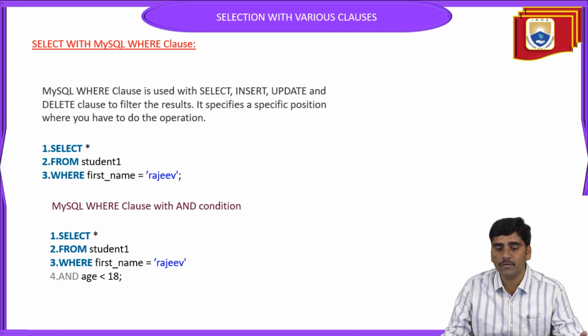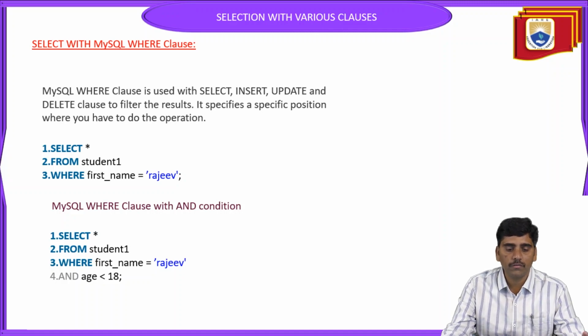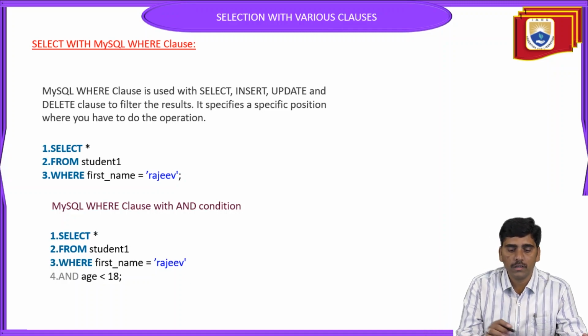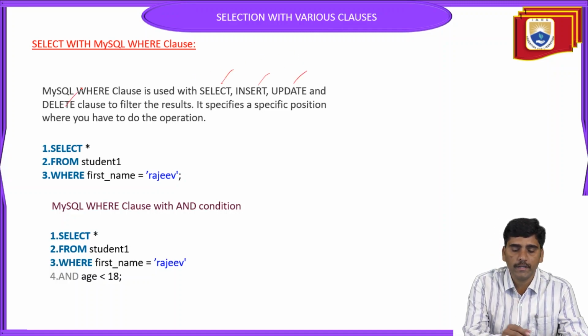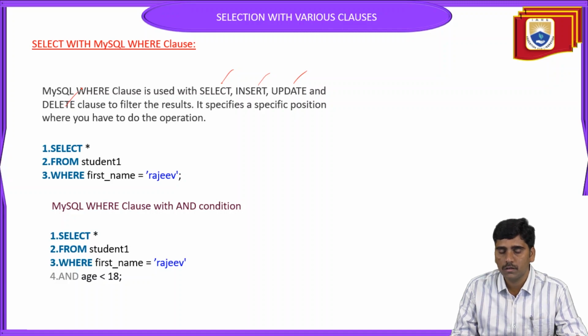From all the tables, we can have different types of values. So how do we retrieve all those values based on the conditions, based on the different clauses? See here, MySQL with the where clause. The where clause is used with select, insert, update and delete operations to filter the results. So the main usage of select with different clauses is what? To filter the result and display the result.